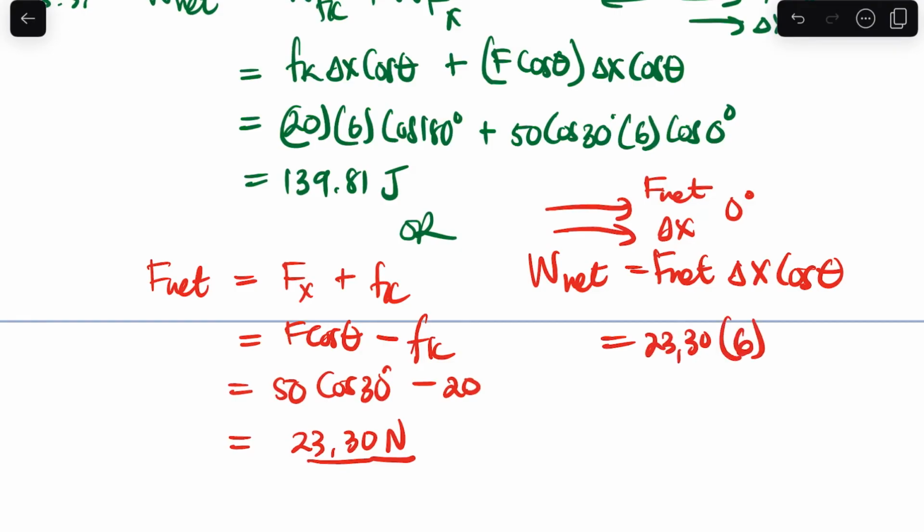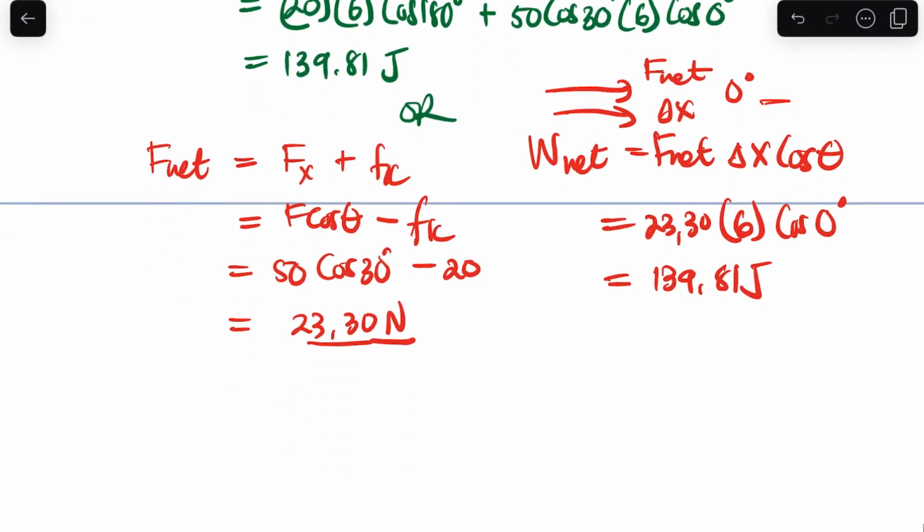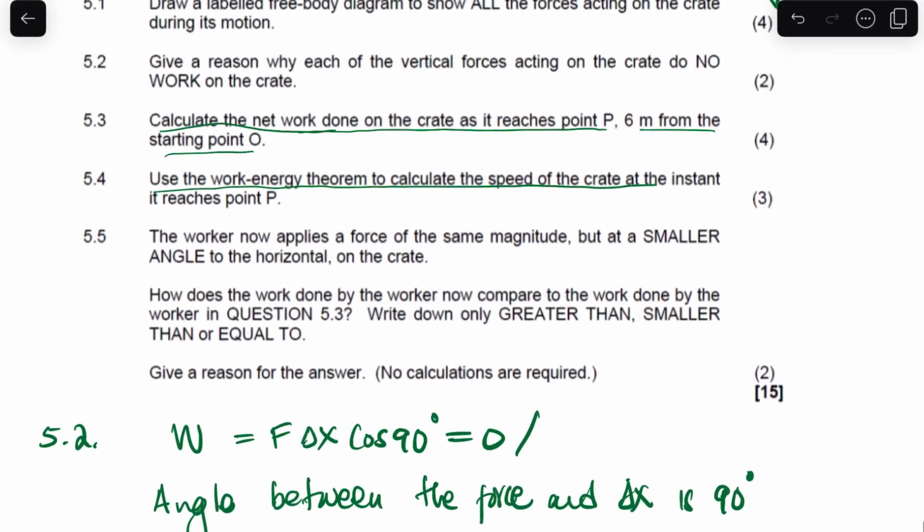The displacement is 6 cos 0, as I've mentioned there. So 23.3 times 6 cos 0 is going to be 139.81 joules. That was an alternative. There's another one, guys, but I'm not going to do that.